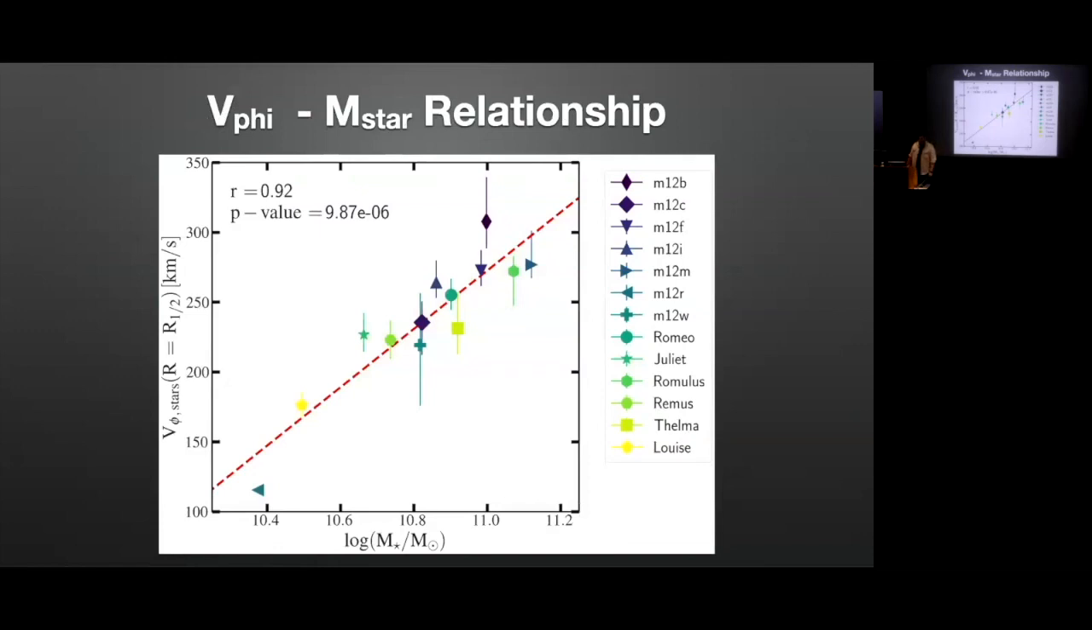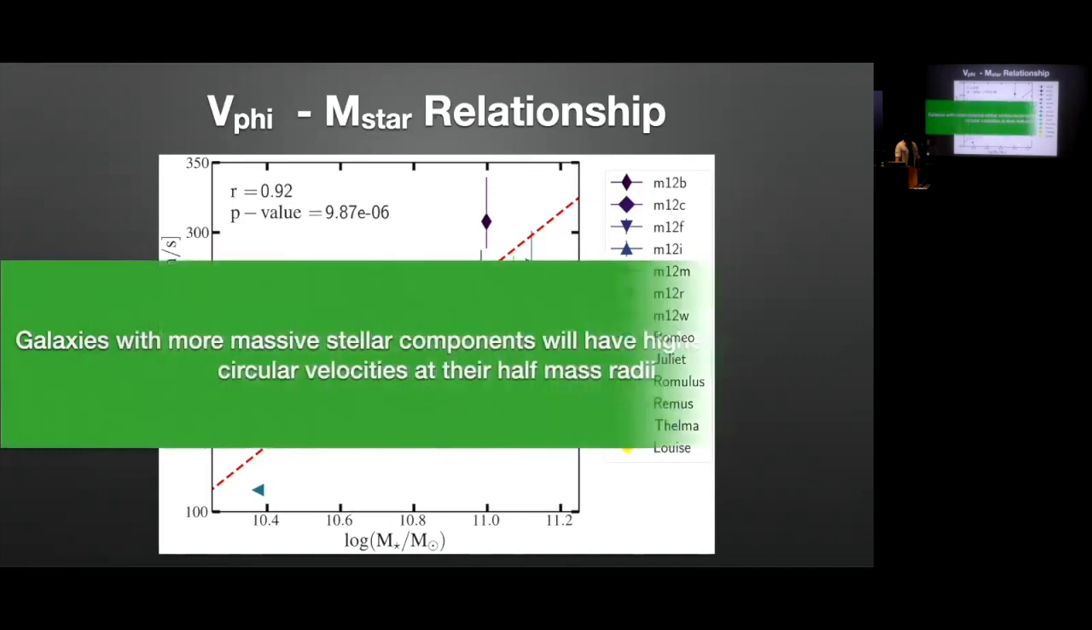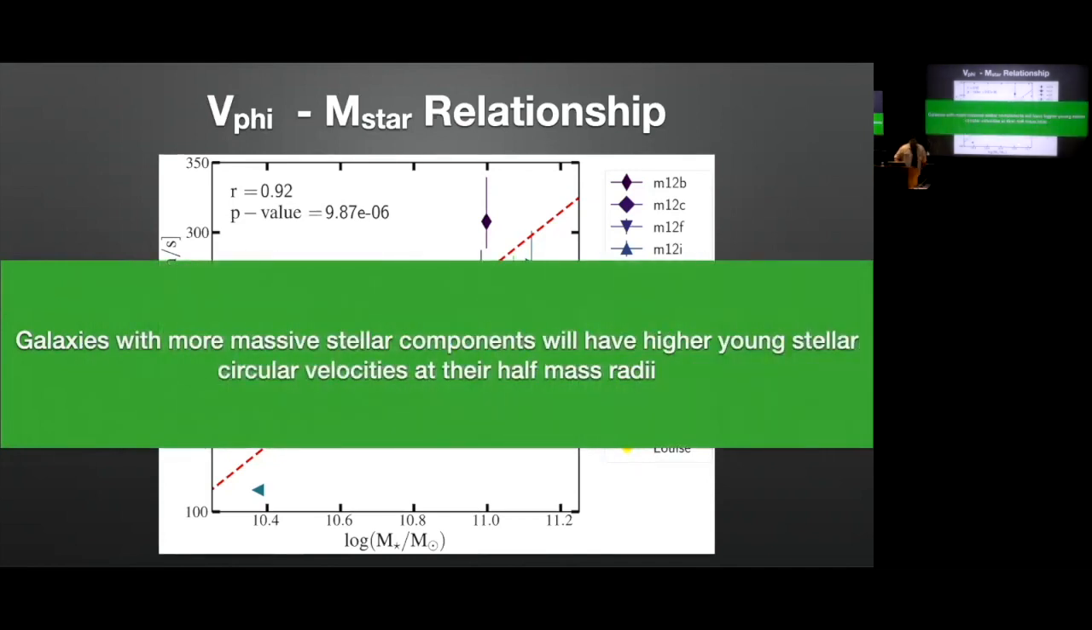Now, one interesting thing is that if you take that value of V phi at the half mass radius and plot that as a function of the stellar mass, you do get a really good, pretty tight relationship. And it's interesting because this is the weirdo that had a really low mass, and it still fits pretty well with that. The red line is just a linear fit to this data. And so what we see is that galaxies that have a more massive stellar component will tend to have a larger circular velocity, at least at the half mass radius.